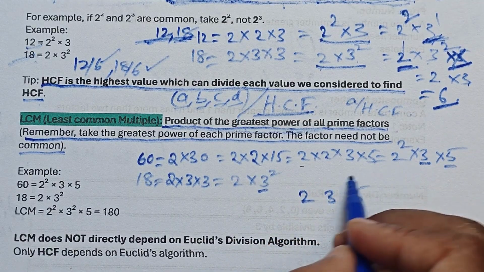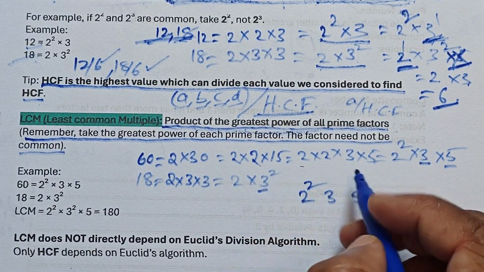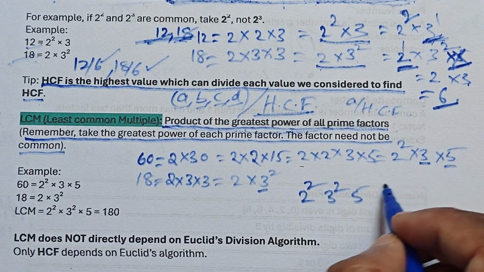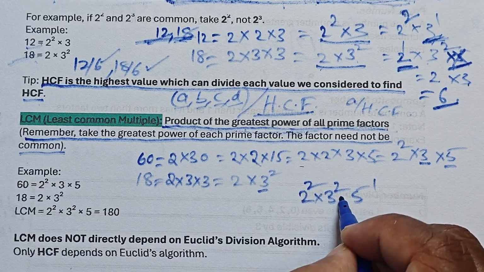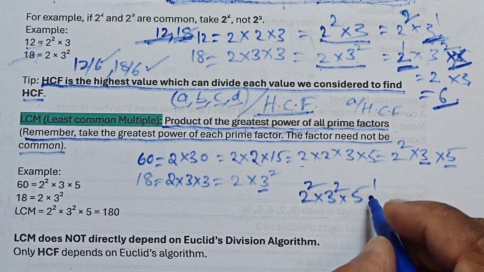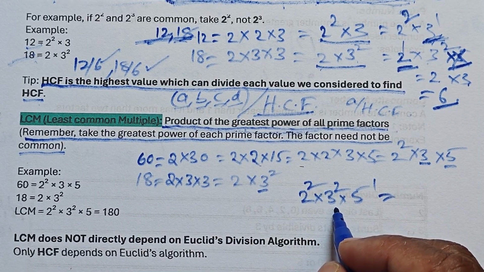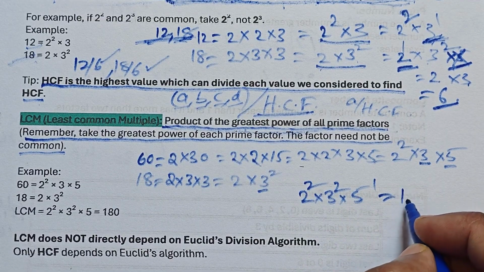No. So what is the greatest power of 2 in these? 2 square. What is the greatest power of 3 in these two? 3 square. What is the greatest power of 5? Only 1. So you take the product of the greatest powers of all prime factors, not only common. Remember, again I am saying, in the HCF we use the smallest power of common prime factors. In LCM we take the greatest powers of all the prime factors. Okay, so this is 2 square is 4, into 9, 4 into 9 into 5. So it gives us 180.